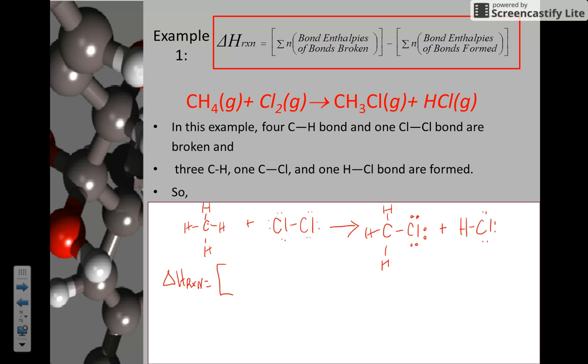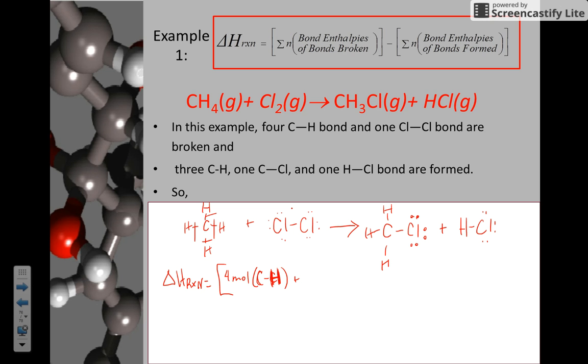So what I have to do is I have to break 1, 2, 3, 4 of the carbon to hydrogen single bond. So I'm going to say 4 moles times, and I'm going to write this first of all without putting any numbers in, carbon to hydrogen single bond. I'm sorry, I said chlorine. So carbon-hydrogen single bonds, 1, 2, 3, 4.